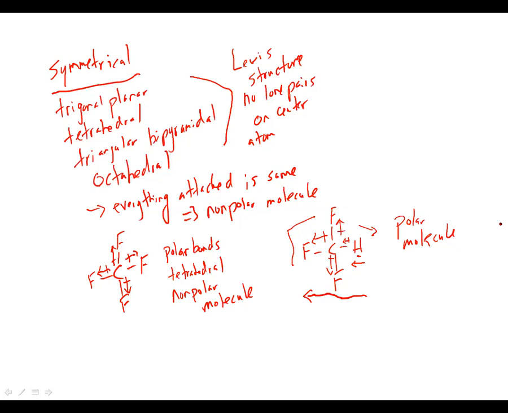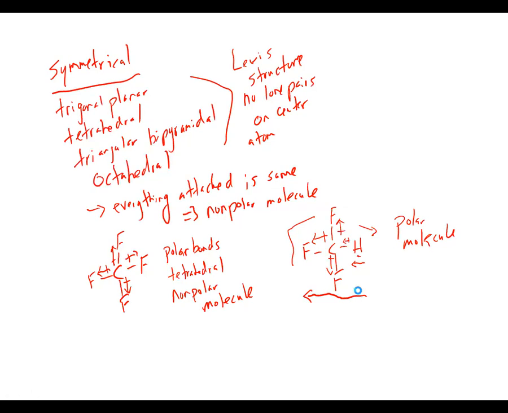Any questions on that? So symmetrical geometries: draw your Lewis structure, no dots on the center atom. When everything bonded on the outside is the same, it will usually lead you to a nonpolar molecule. But again, if you change just one of those guys on the outside to something different, it will go from being nonpolar to polar.